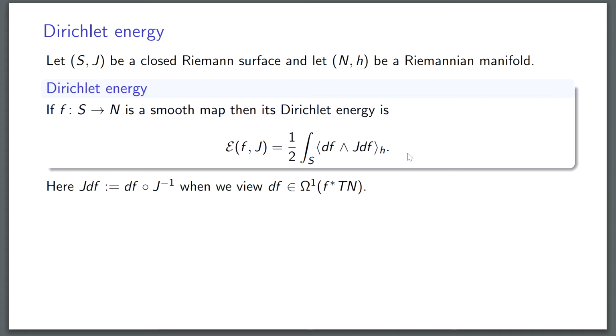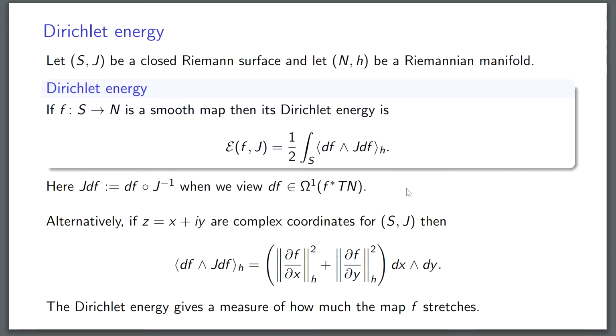I've put this expression for the Dirichlet energy on the slides to really emphasize that it depends very much on the choice of complex structure on your surface. We can also give a perhaps a little bit more intuitive form for the Dirichlet energy if we consider complex coordinates. So we let z be some complex coordinates for our Riemann surface, and then in these coordinates the integrand can be given by this expression here.